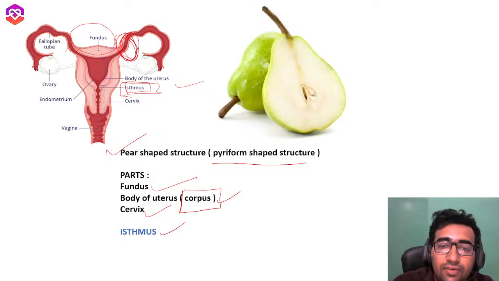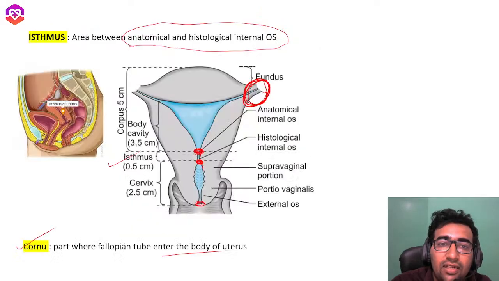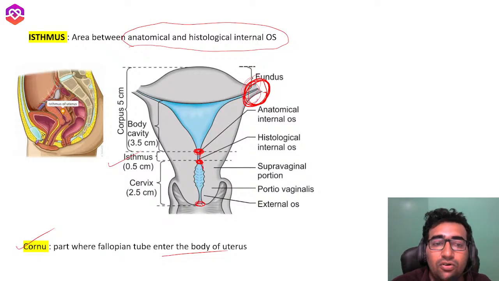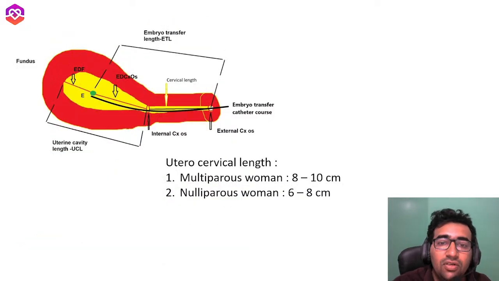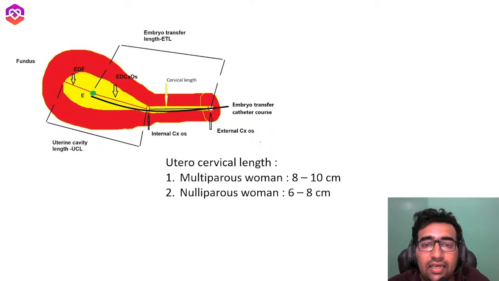Now, corpus is the body of uterus and cornu is the region where the fallopian tube enters the uterine cavity. That is the cornu of uterus. We need that cornu, the term cornu. Okay. Now, for a formality, let me tell.